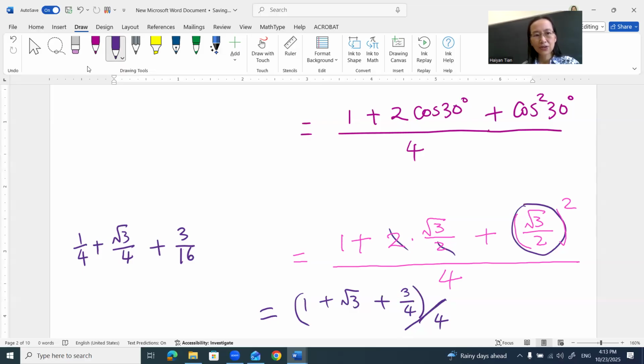So the final answer, let's rewrite, so make it a little, that's the whole thing divided by 4. In this way, you don't need to put a parenthesis, right? That's the whole numerator over 4. Okay, so then we have this final answer.